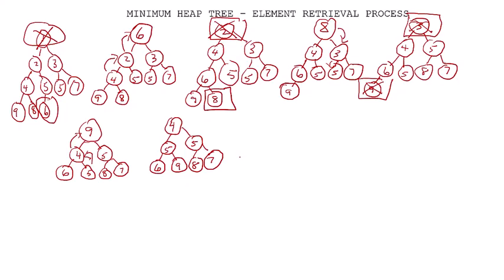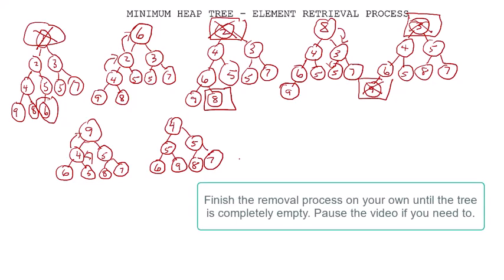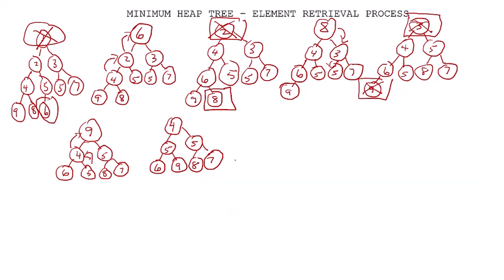And we could continue this process until the tree is totally empty. And I strongly suggest that you do that on your own and see if you can make it happen. So now you know how elements are retrieved from a minimum heap tree, and then the tree is returned to its restored minimum state.